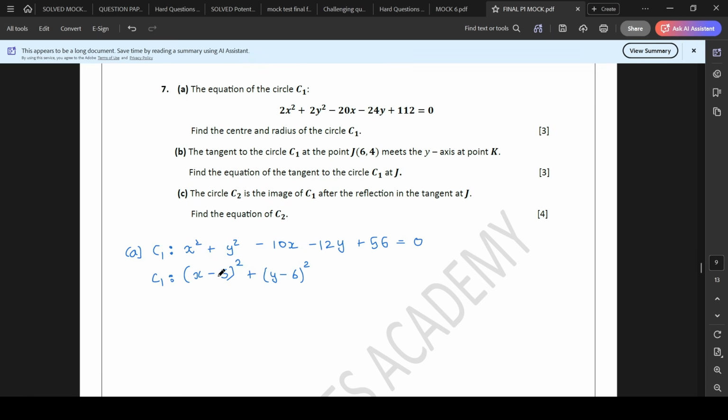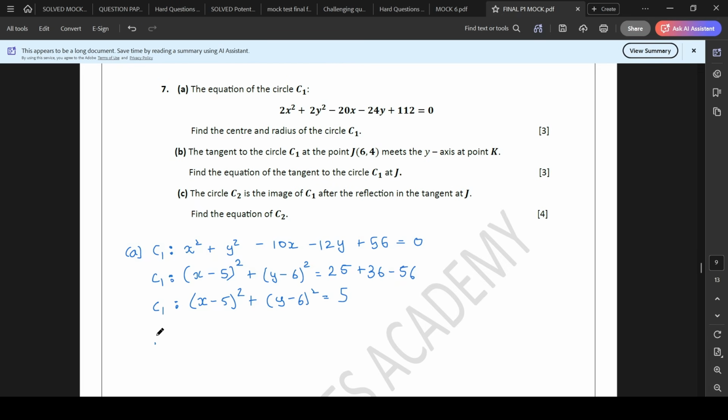Now the extra 25 and 36 will be going on the right hand side along with this 56. So from this, 25 will go to the right hand side. From this, 36 will go to the right hand side. And then this 56 will also come to the right hand side. So I'm having my C1 as (x minus 5) squared plus (y minus 6) squared is equal to, what is 25 plus 36 minus 56? It comes out to be equal to 5.